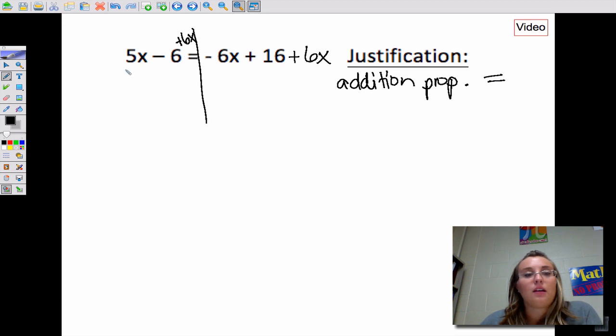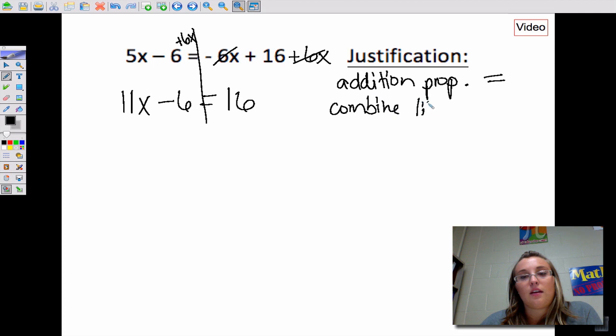Okay, then next step, I'm going to combine like terms. So 5x plus 6x is 11x minus 6 equals 16, because these two are going to cancel out. So that step was combine like terms. Okay?